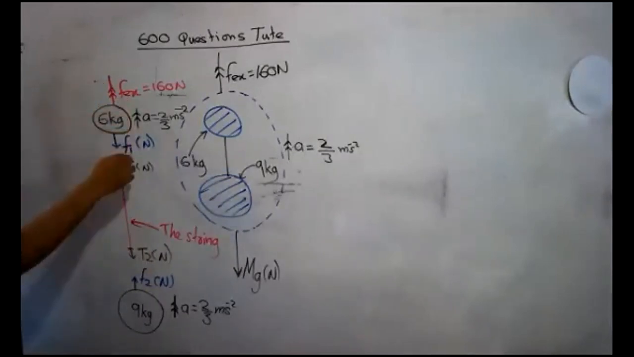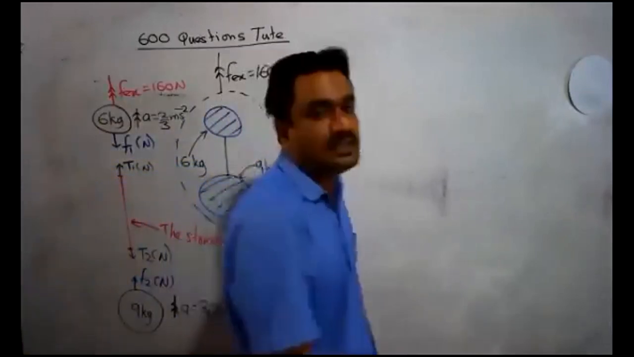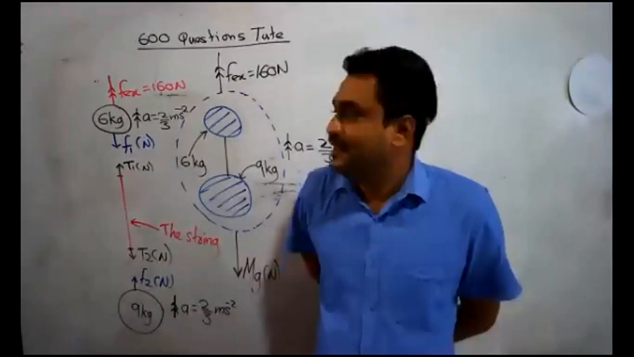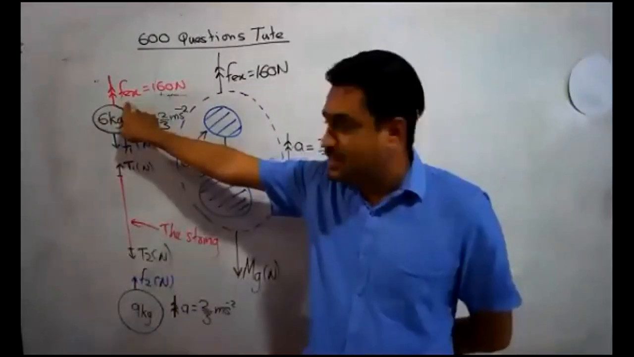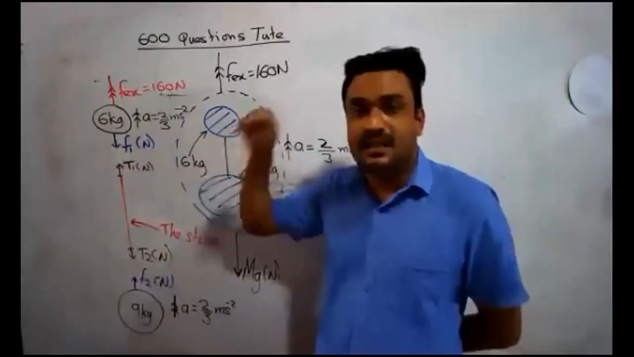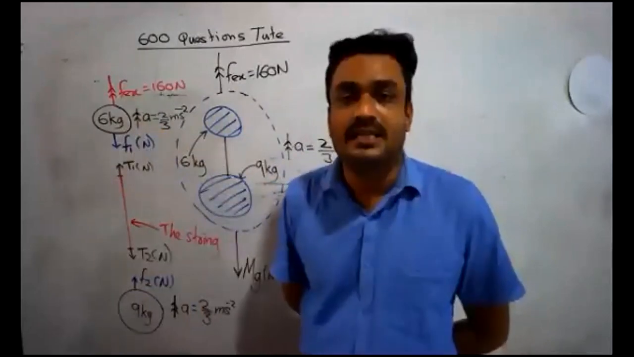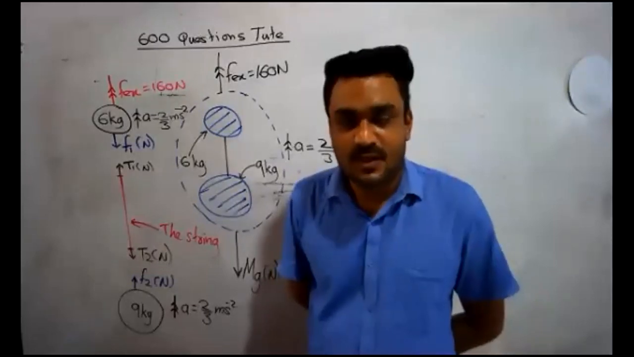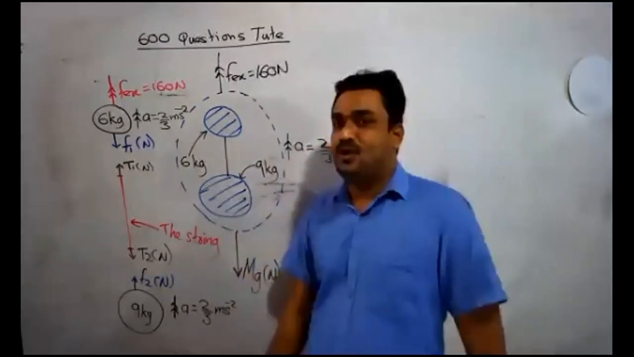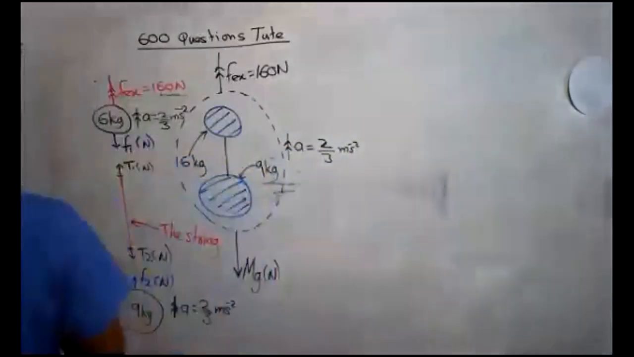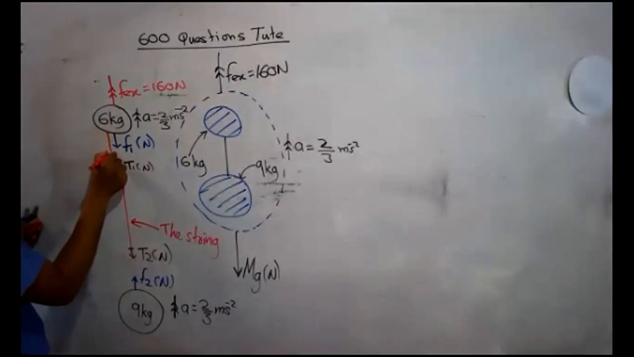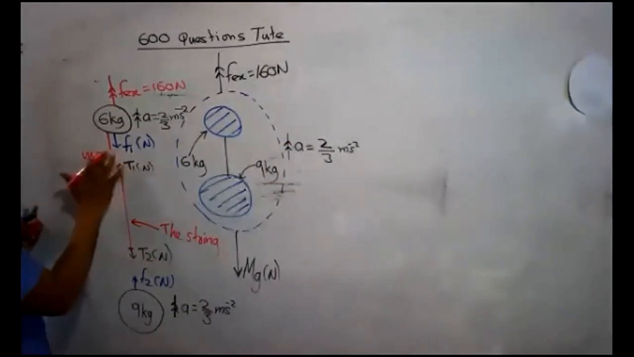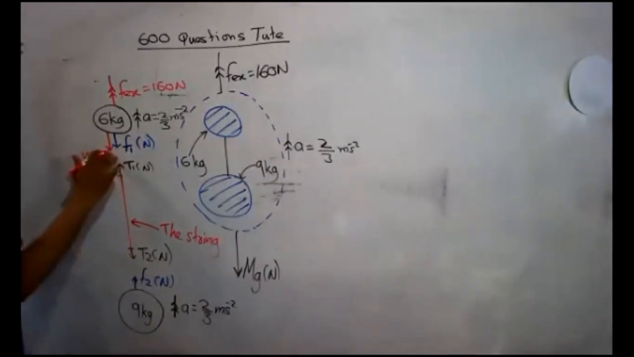In addition to the F_ex force and the F1 force given by the string, another force is acting on the 6 kg object. What is that force, dear? Gravitational attraction force. Very good. Let me mark the gravitational attraction force acting on this object as M1g Newton. M1g Newton is the gravitational attraction force acting on this object.